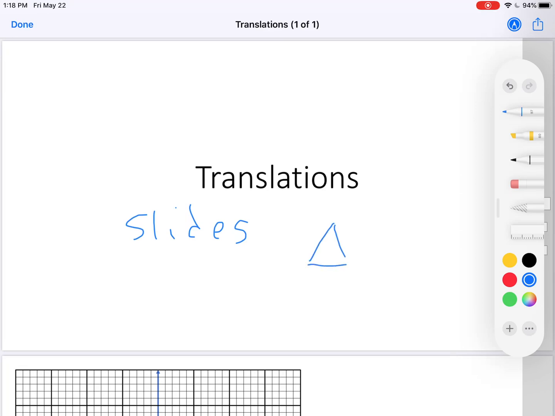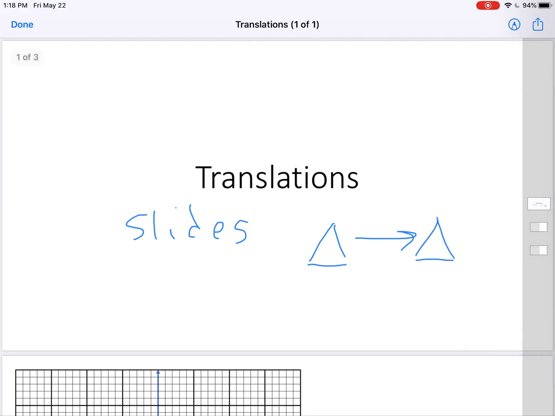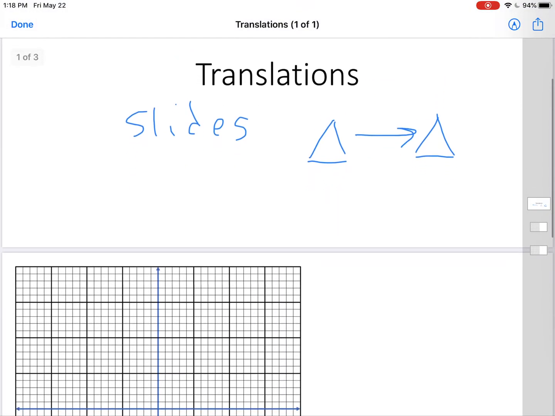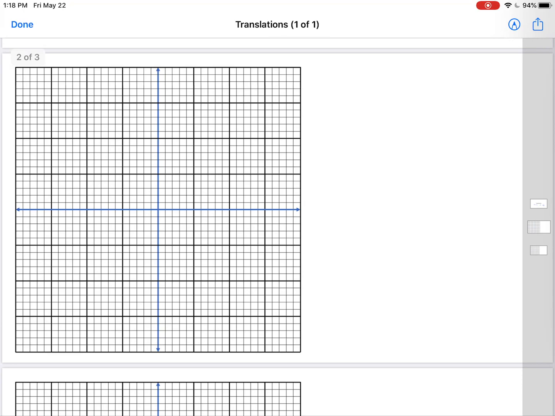So, for example, here is a quick little triangle. I can slide it to the right. And look, this is a translation. It can also go down, left, up, diagonally, obliquely. As long as it doesn't turn, it's okay. It is a translation.